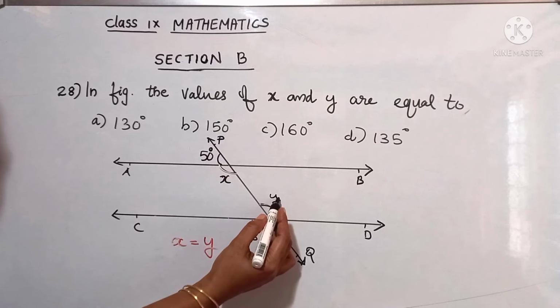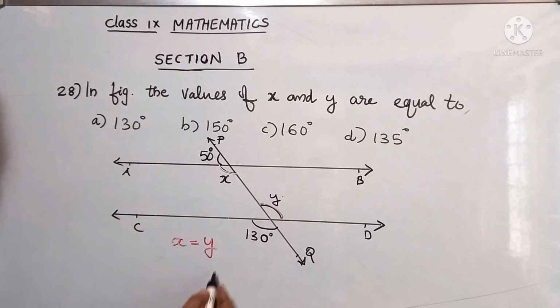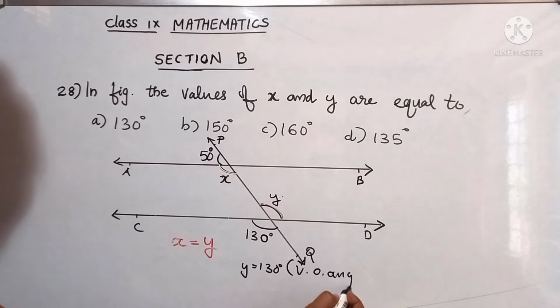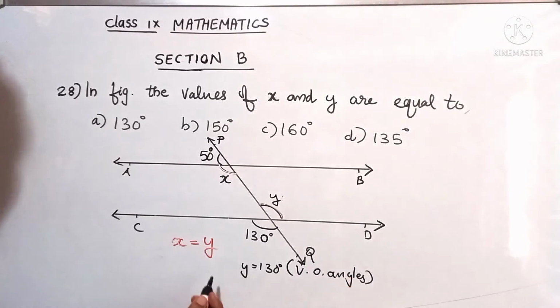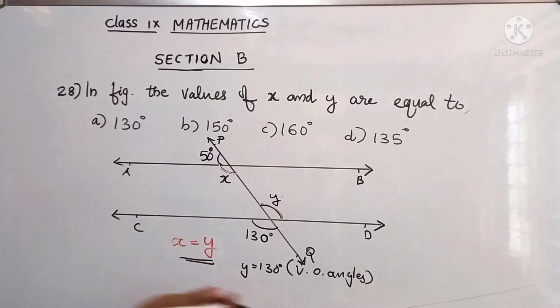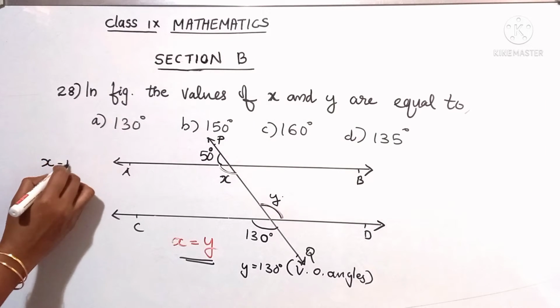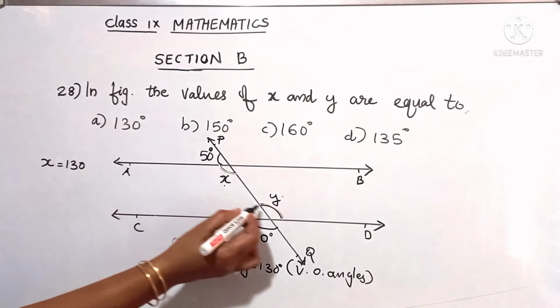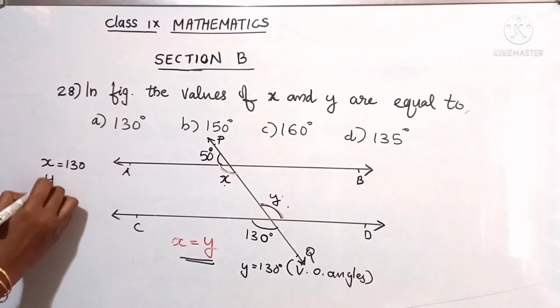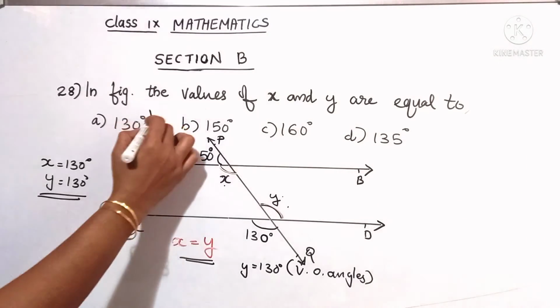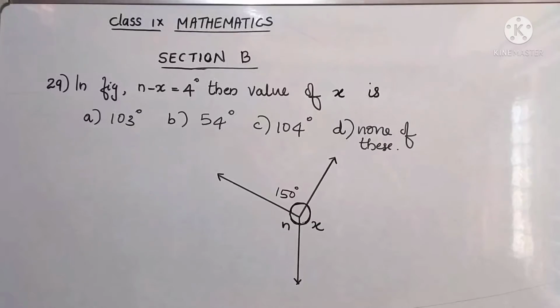Then we know, for finding y, it is easy for us. Here 130 and y, these two are vertically opposite angles. y is equal to 130 degree. We are getting it because vertically opposite angles are equal. So x equal to y we know, and we have got y equal to 130. Therefore, x also equal to 130. Alternate interior angles are equal. y also equal to 130 degree. So our answer is option A, 130 degree.